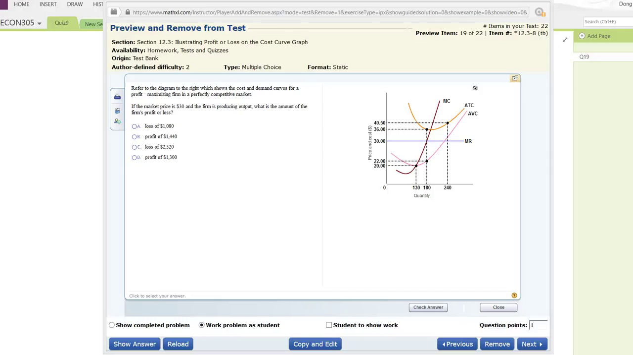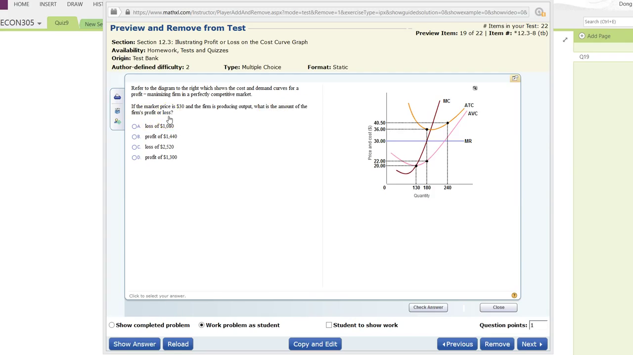This is question number 19 of quiz 9 for chapter 8. Refer to the diagram to the right, which shows the cost and demand curves for a profit maximizing firm in a perfectly competitive market. If the market price is $30 and the firm is producing output, what is the amount of the firm's profit or loss?